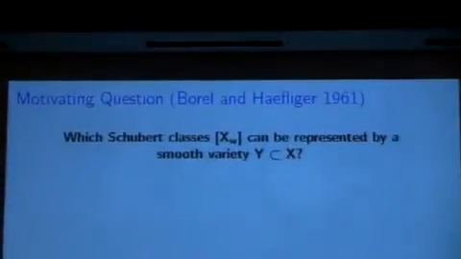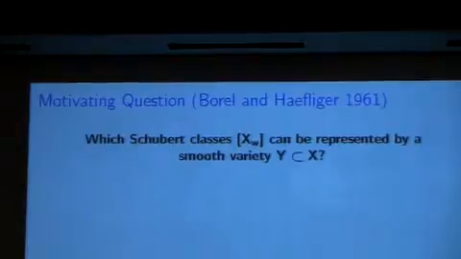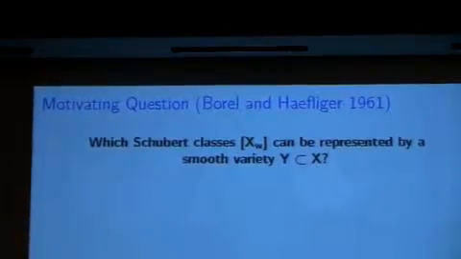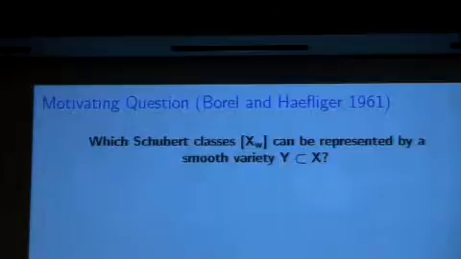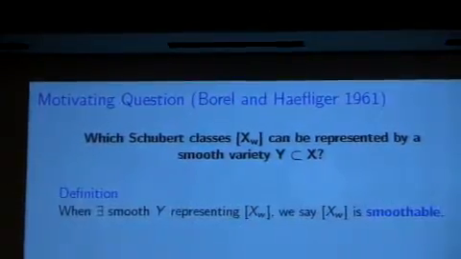Okay. So given that most of these representing varieties for the Schubert class are singular, you might ask, when can we find a variety, not necessarily just a complex manifold or a real submanifold that is smooth and represents the homology class? When can we find a smooth, complex subvariety that represents the homology class? And this was a question posed by Borel and Haefliger in 1961.